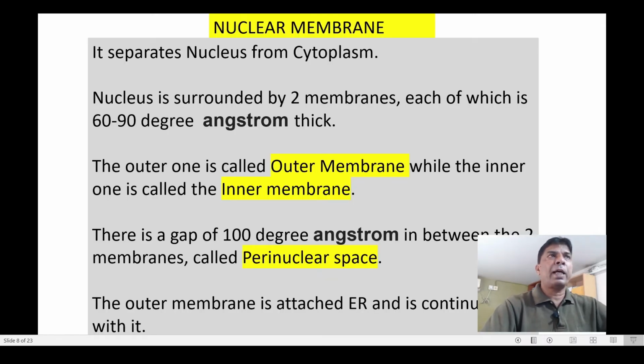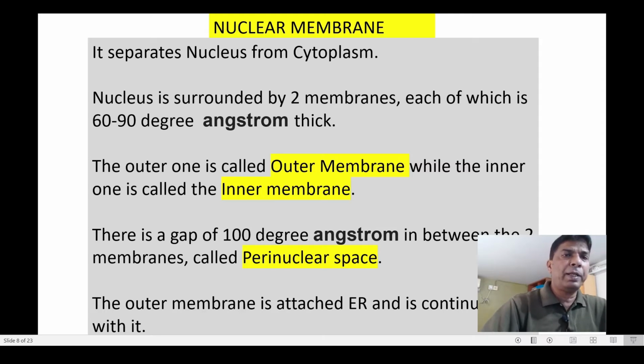Now the nucleus is surrounded by membranes. It is called the nuclear membrane, and this nuclear membrane allows the nucleus to be separated from the cytoplasm. The nucleus is surrounded by two membranes, each of which is 60 to 90 angstrom thick. The outer one is called the outer membrane, while the inner one is called the inner membrane, and there is a gap of 100 angstrom between the two membranes. This is called the perinuclear space or the perinuclear cisternae.